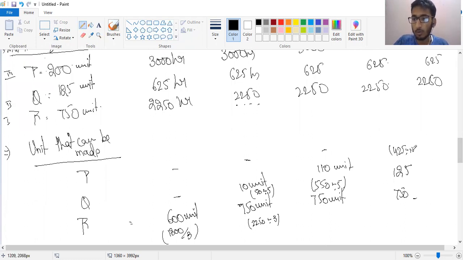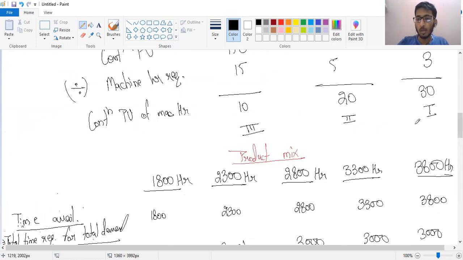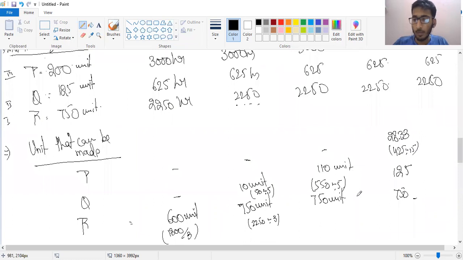And for making one unit, you require 15 hours, if I'm not wrong. Let's see. Yes, 15 hours. So basically 425 divided by 15, it would be 28.33 units. Now in 3800 hours, I can make 750 units of R, I can make 125 units of Q, and I can make basically how many, once hours are left?